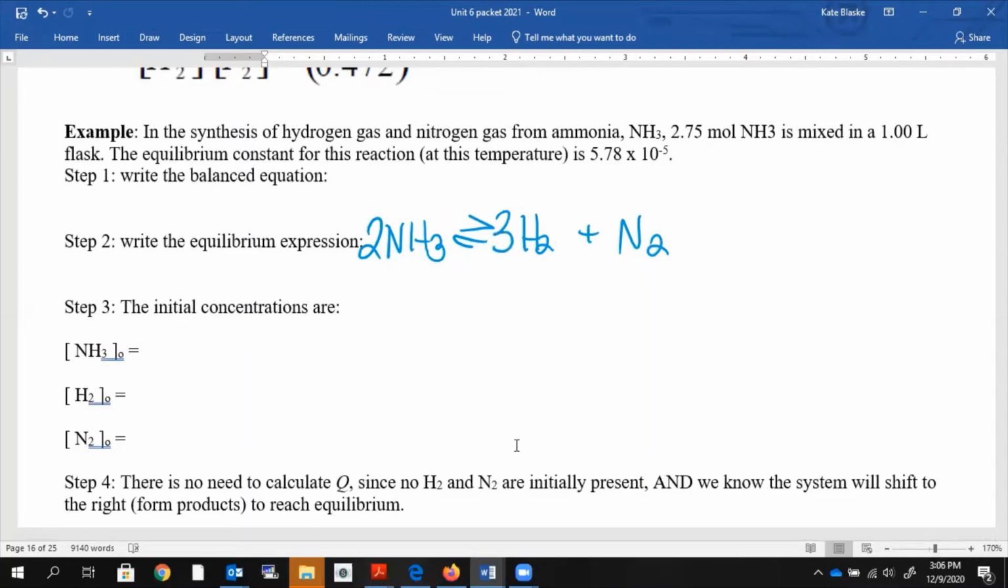Initial concentration says I have 2.75 moles of ammonia mixed in a 1 liter flask. So 2.75 moles per 1 liter gives me 2.75 molar. Now it doesn't tell me I start with any hydrogen or nitrogen. And this is pretty common, to start with none of your products, just to put the reactants in and have that reaction go. So I am starting off with none of my hydrogen and nitrogen, none of my products.